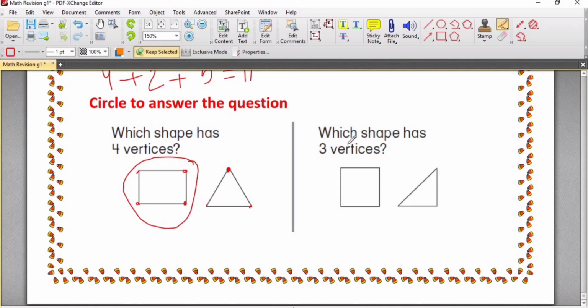Let's see the second question. He asks you, which shape has 3 vertices? Let's count to know. 1, 2, 3, 4. No, it's not. We need 3 vertices. 1, 2, 3. So that one. Super.